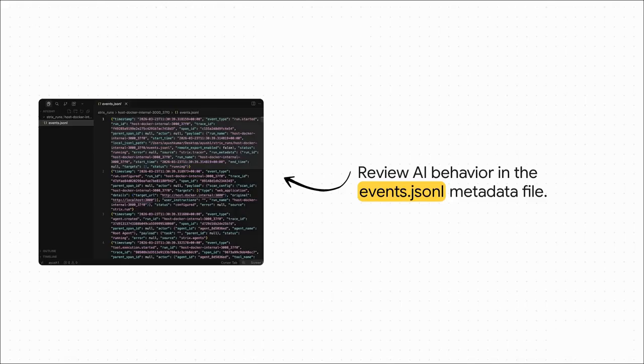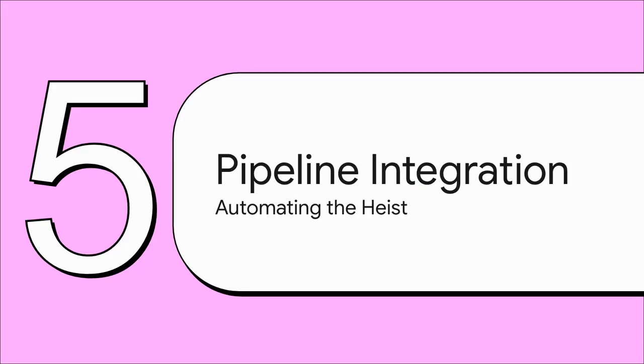And for the postmortem, Strix gives you way more than just a pass or fail. All the internal logic, the AI's thoughts, its actions, they're all saved locally. You can open up the events.jsonl file right in your IDE and read exactly what the agents tried, the specific payloads they injected, and how they reasoned their way through the app's defenses. It's total transparency. Let's move to Section 5, Pipeline Integration and Automation.